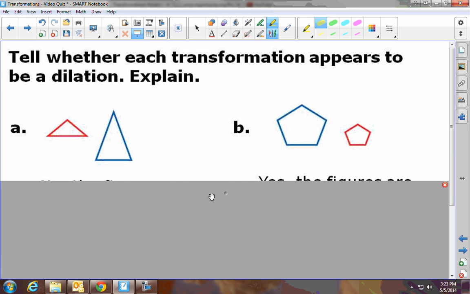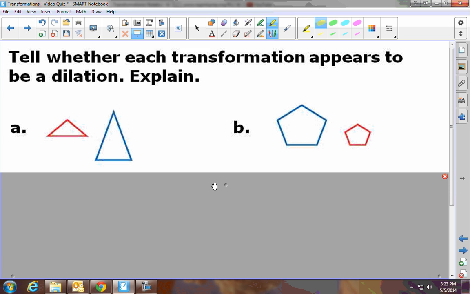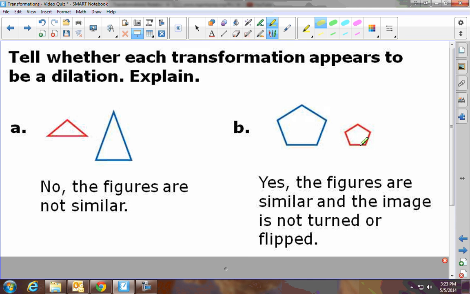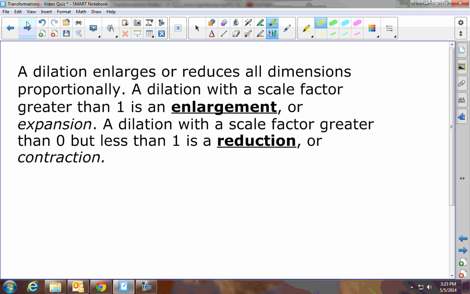Which ones are these here? Okay, which one is the dilation, A or B? Hopefully you said B. Similar figures, it's just that it got smaller. These aren't even similar. Okay, so in a dilation, we enlarge or reduce.